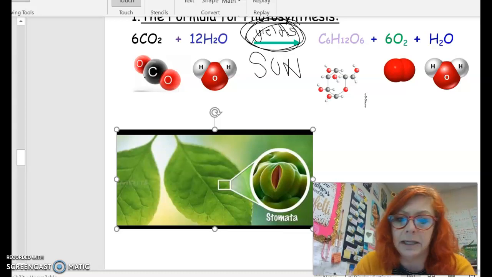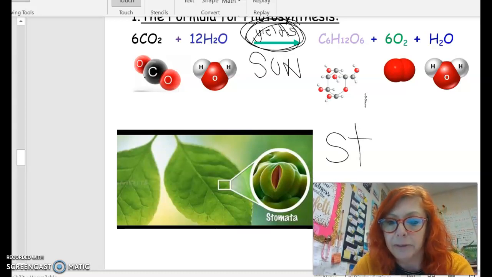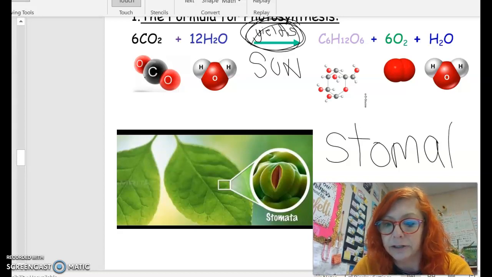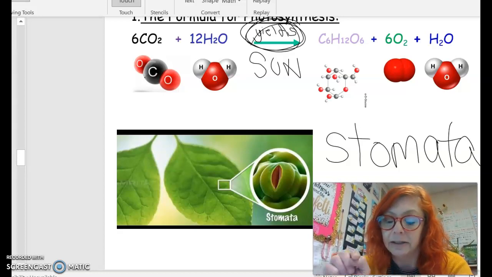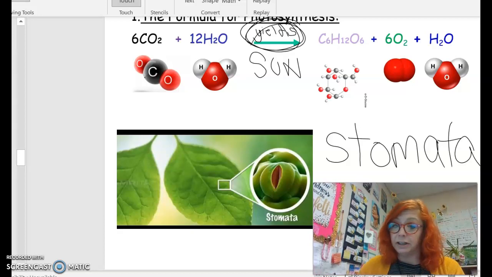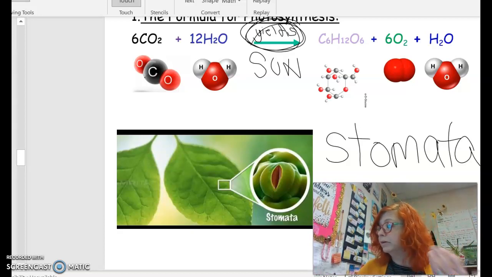Now, somebody said they're called stoma when it's singular, but that's not actually true. They're called stomata. And it's just a little mouth that the plant uses to breathe in and out.